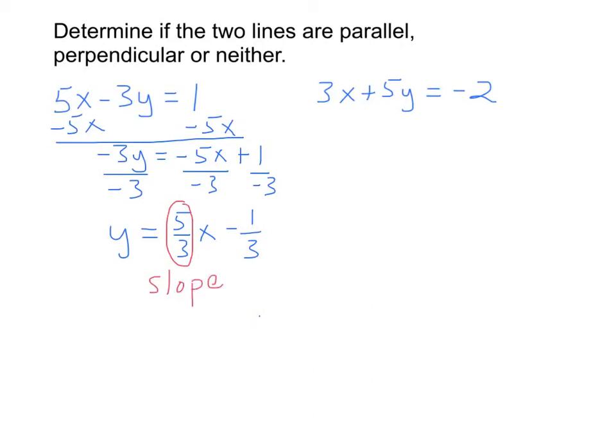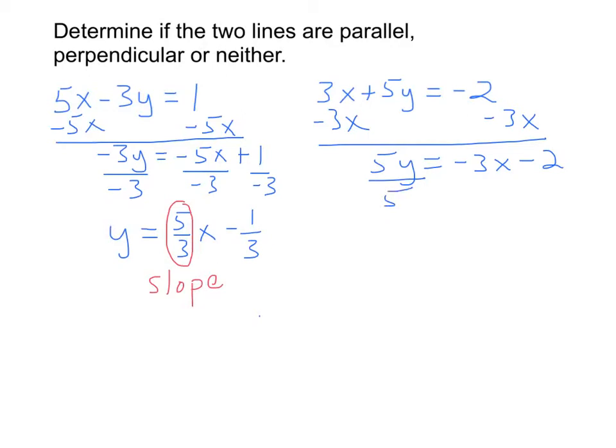Now let's do the same thing for the other equation. We'll subtract 3x from both sides. So that will give us 5y equals -3x minus 2. And then we'll divide everything by 5. And so the equation ends up being y equals -3/5 x minus 2/5. And the slope of this line is -3/5.